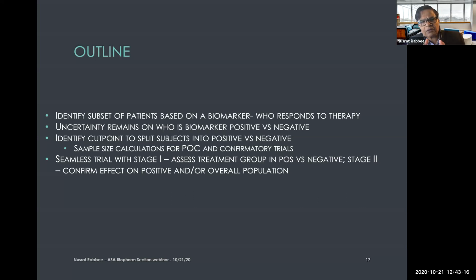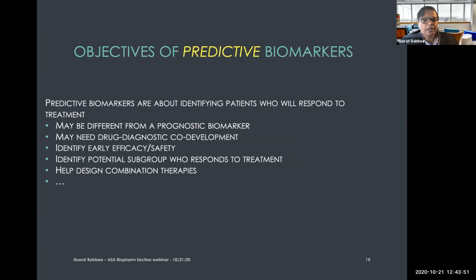There's also, I talk about one adaptive design. There are many kinds of adaptive designs where there's a seamless trial between stage 1 and stage 2. You can think of stage 1 as like a phase 2 study and stage 2 as a phase 3 study. In stage 1, you are assessing the treatment effect in both positive and negative. And in stage 2, you will confirm that effect either in the overall group or in the positive group. So those are some of the topics that I cover in that part. And this is probably by far the biggest part of the book.